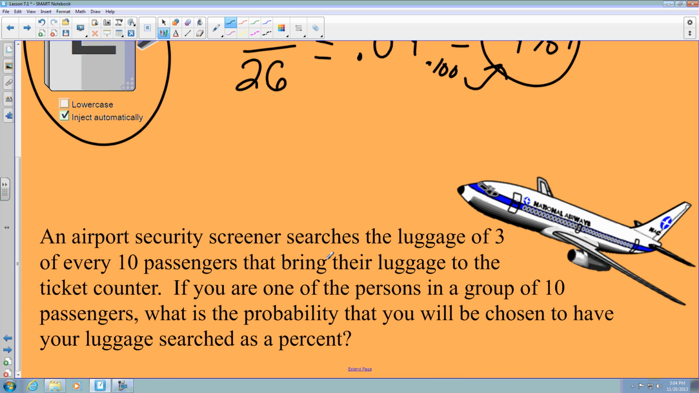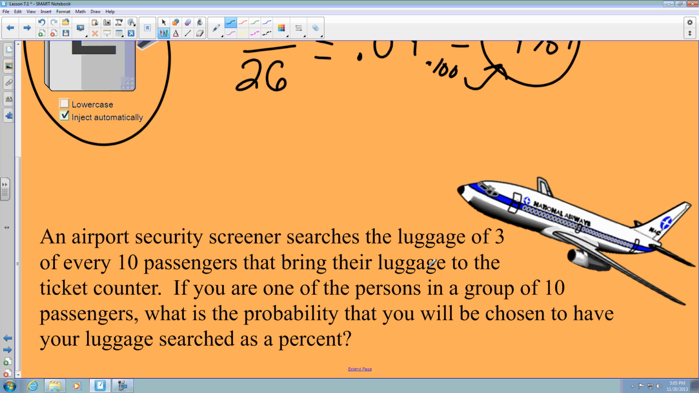If we look here on the bottom, we have a story problem. The story problem is red. It says an airplane security screener searches the luggage of 3 of every 10 passengers that bring their luggage to the ticket counter. If you are one of the persons in a group of 10 passengers, what is the probability that you will be chosen to have your luggage searched, as a percent?